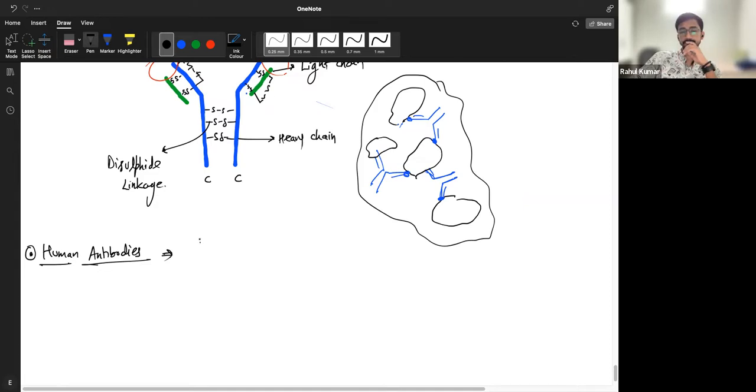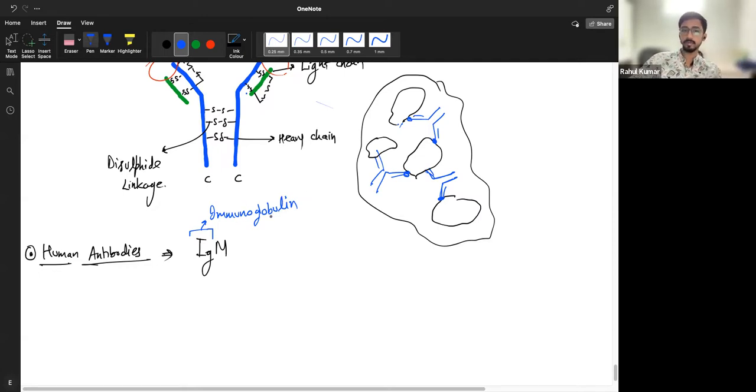So one is IgM. Now this Ig, do you know what the word Ig stands for? It stands for immunoglobulin. The word immuno means immune system, immunity. And the word globulin means protein. Okay, simple. So it is a protein that helps in the immune system.